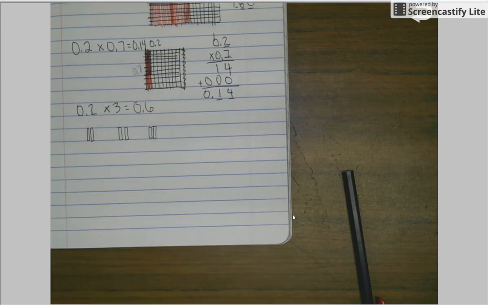Okay, I just want you to get an idea of what multiplying decimals looks like in pictures. Okay, make sure those are taken in your notes, and I'll see you tomorrow.